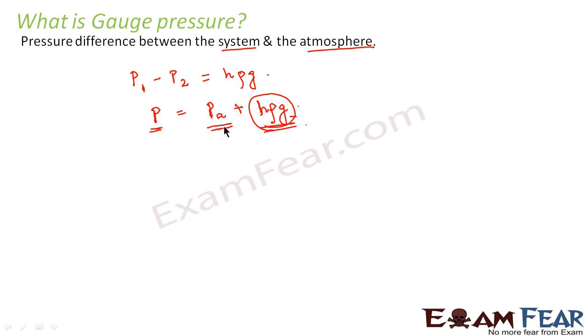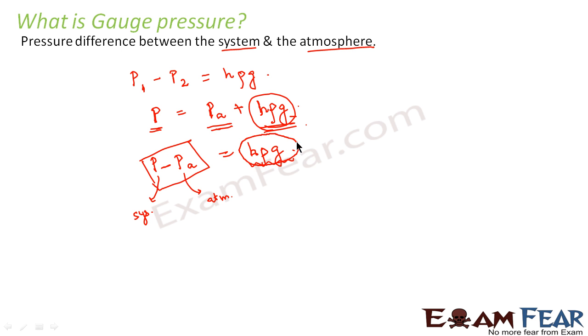So this is the pressure of the atmosphere and this P is the pressure of the system. That means P minus PA is equal to H rho G. So this is the pressure difference between the system and the atmosphere. So this excess pressure is nothing but the gauge pressure. So what do we see? This is the pressure of the system. This is the pressure of the atmosphere. And this is the difference of the two. So that means this value is nothing but the gauge pressure.